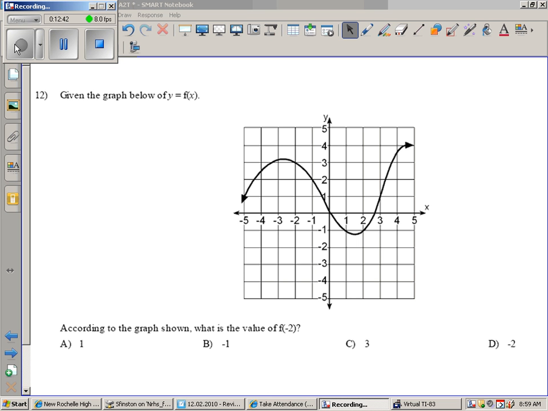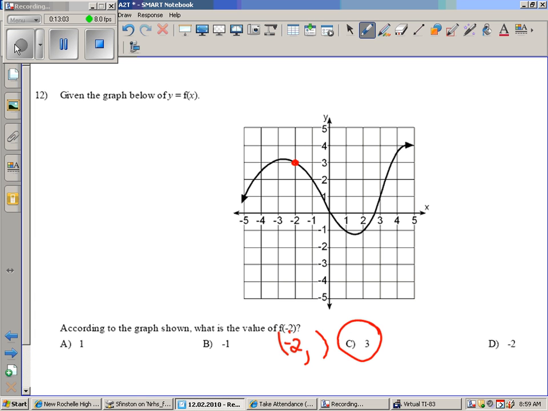Question number 12. Now we got to evaluate functions graphically. How do you find the value of f at -2? Well, remember, I told you, whenever you see this, you put parentheses. This goes in the x spot, and so you're looking for the value of the function at -2. -2, it's right there. It's trace. Oh my God.